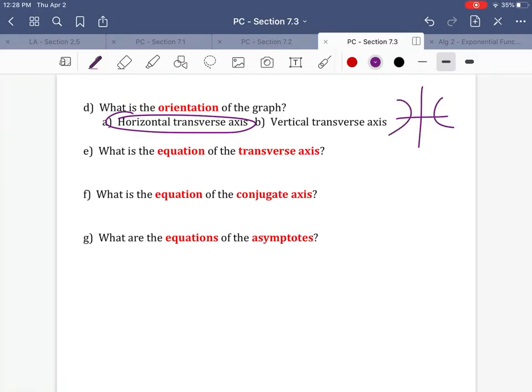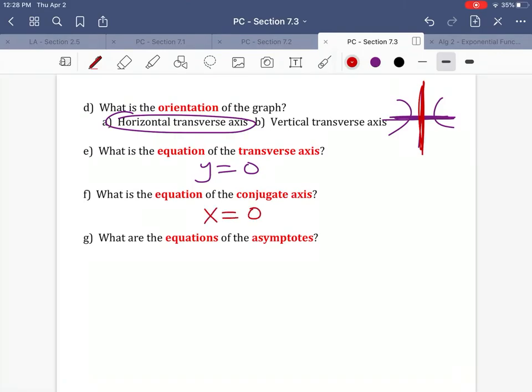All right, what's the equation of the transverse axis? Remember, the transverse axis is the main axis that cuts through the hyperbola. So it's going to be this line right here. And it's right through the center, 0, 0. So it's going to be the equation y equals 0. And the equation of the conjugate axis is basically going the other way, right through the center. And so that one's going to be x equals 0.